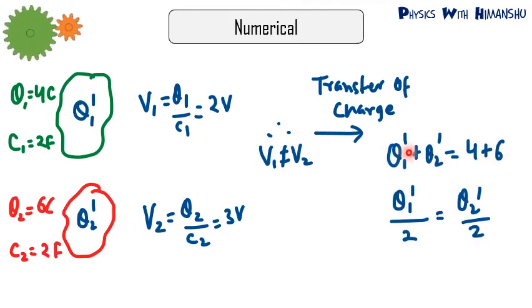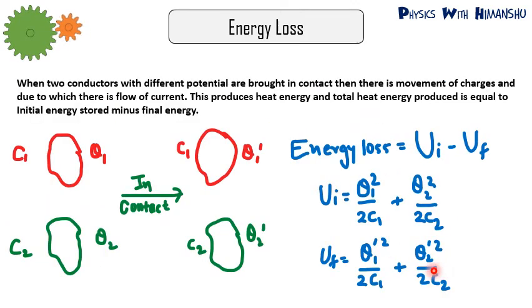So we have two equations. Suppose final charge on first capacitor is Q1 dash and final charge on second is Q2 dash. So Q1 dash plus Q2 dash equal to initial charge, and what is the total initial charge? 4 plus 6, 10 coulomb. Similarly, finally the potential will become equal. So final potential on conductor 1 will be Q1 dash by C1, that is Q1 dash by 2, and final potential of second capacitor will be Q2 dash by C2, that is Q2 dash by 2. So 2 and 2 will get cancelled out, and we have two equations and two variables, so we can easily get the answer.